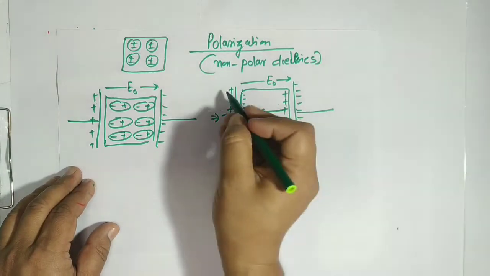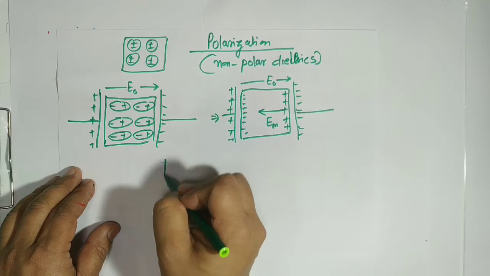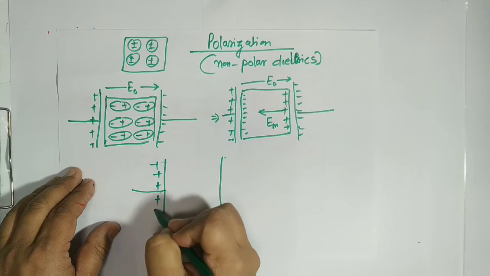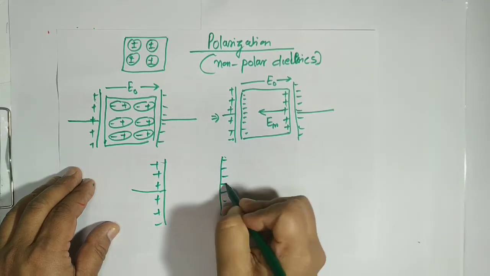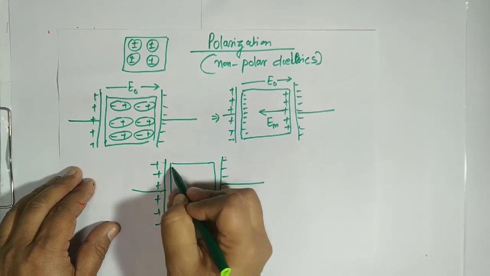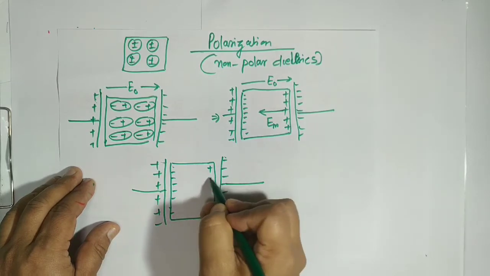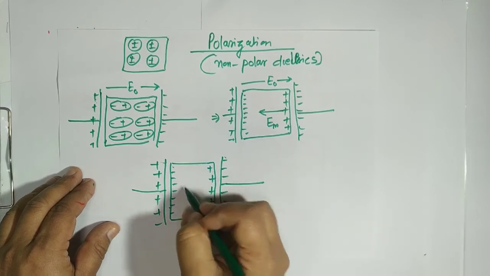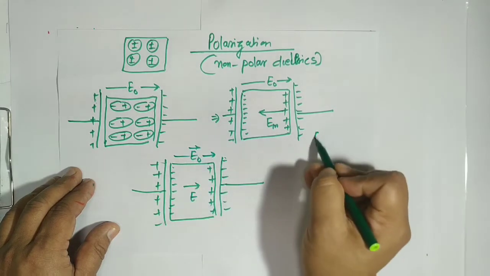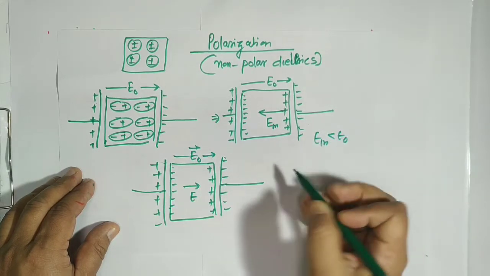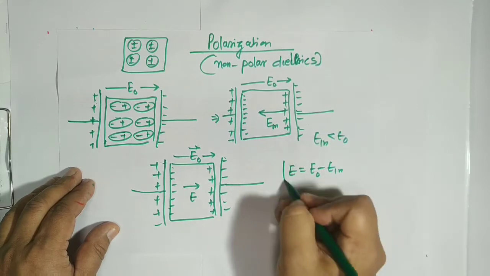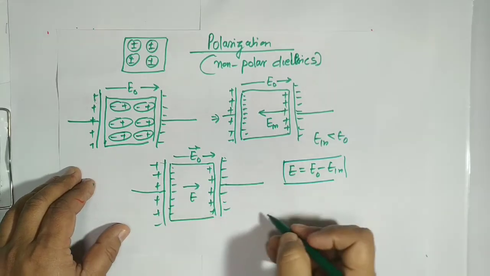Induced. And external is going on this side. Ultimately, this is the positive plate of the capacitor and this is the negative plate, and the net electric field will be in this direction only. Can you tell me why? Because I told you that E induced is less than E naught. So net will be E naught minus E induced, along the direction of the electric field.